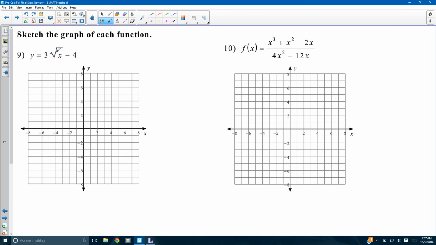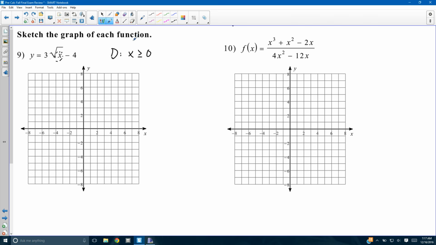Okay, sketch the graph of each function. I got a couple more here. Square root function: 3 times the square root of x minus 4. This has a domain restriction, and this one's important, I guess, for me to look at. I know that I cannot take the square root of a negative number and have that located on a graph. So I have to make sure that all the values I plug in the square root are greater than or equal to 0. This is my domain.